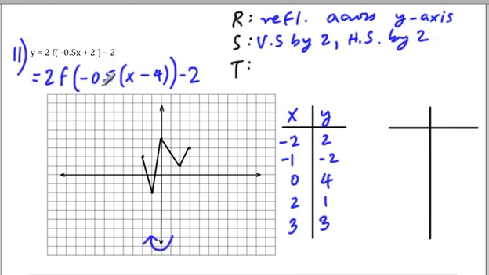Remember, this is 1 over 2, and when we're doing the stretch for the horizontal, we take the reciprocal. So the reciprocal of 1 over 2 is 2, so therefore we have a horizontal stretch by 2. This 2 over here comes from the vertical stretch right there. These two are not related, okay? They are completely separate. So this 2 is separate from that 2.